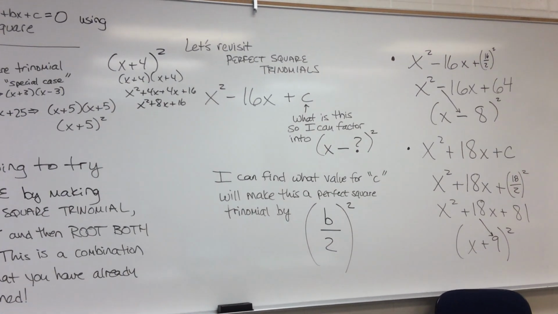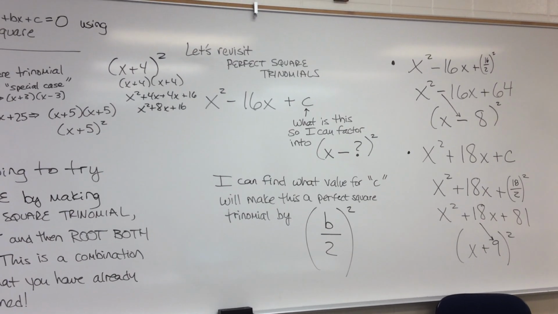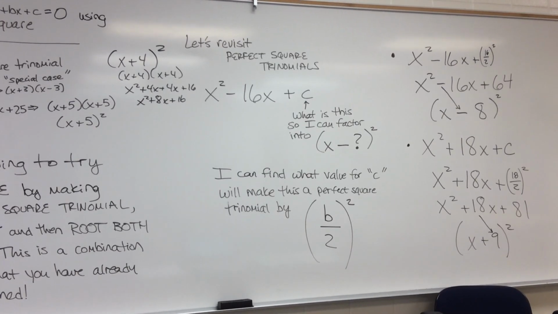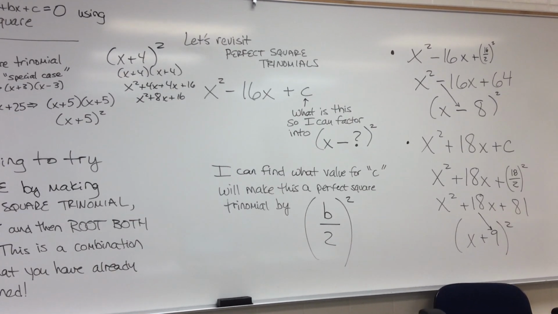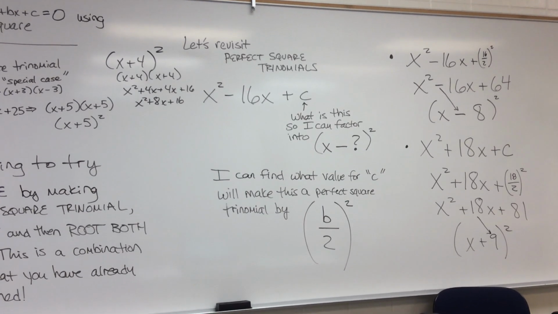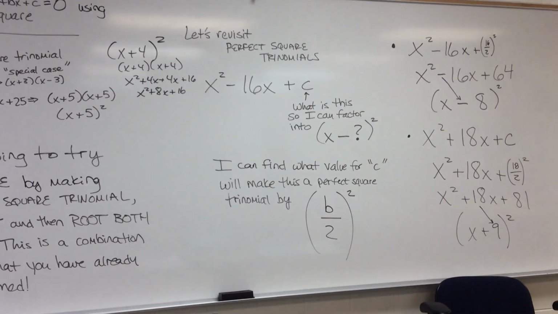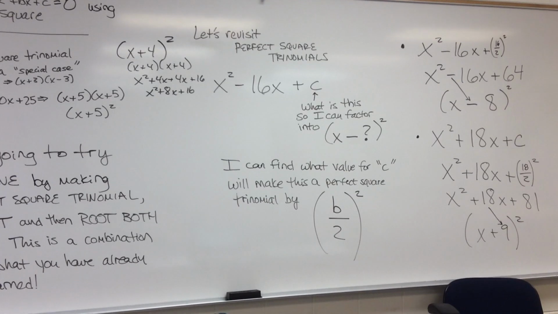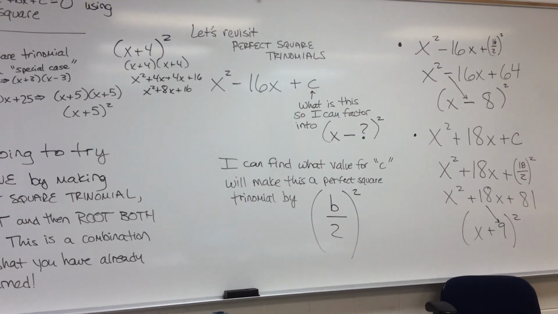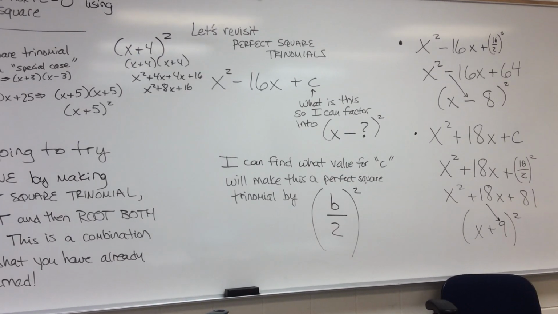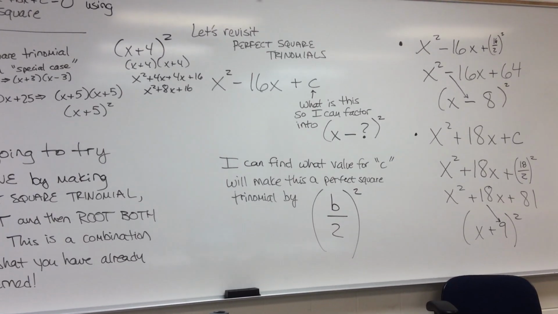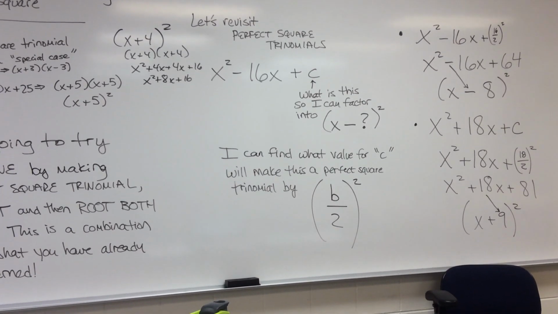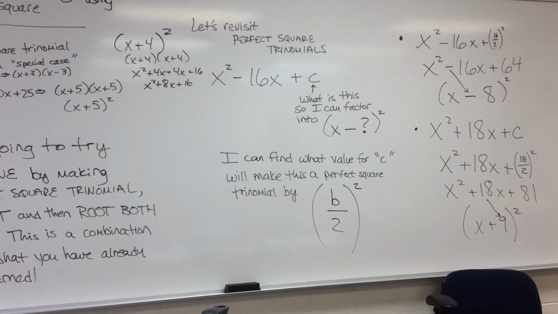So if I have x squared minus 16x plus c, I need to find out what value of c is going to make this a perfect square trinomial. So how could I factor x squared minus 16x plus something into x minus something squared? I find the value for c by dividing the b value, the middle value, by 2 and then squaring it. So I take my 16, I divide it by 2, I get 8, I square 8, and I get 64. That's going to be my c value that turns that into a perfect square trinomial.